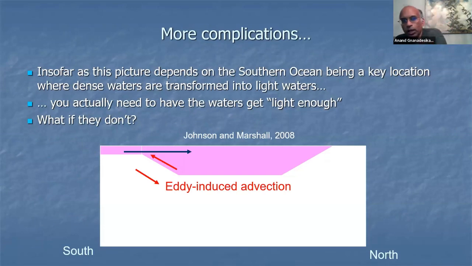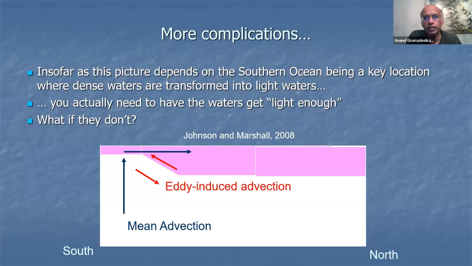So, some more complications. This picture depends on the Southern Ocean being a key location where dense waters are transformed into light waters. So we need to bring waters up in the Southern Ocean, we freshen them with a net precipitation, and we make them lighter, and then we inject them northward into the low latitude pycnocline, this bowl of light water here. But what if the waters don't get light enough? What if, in fact, the northern hemisphere never gets denser than the southern hemisphere? In that case, this eddy-induced convection has to balance this upwelling.